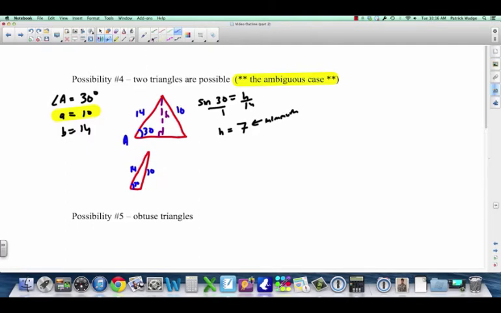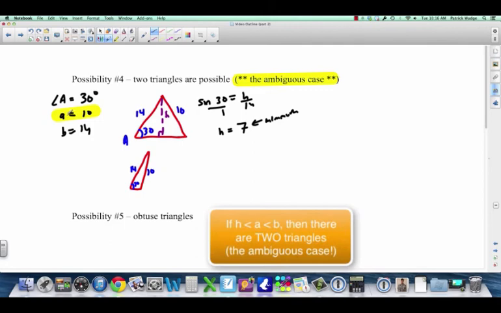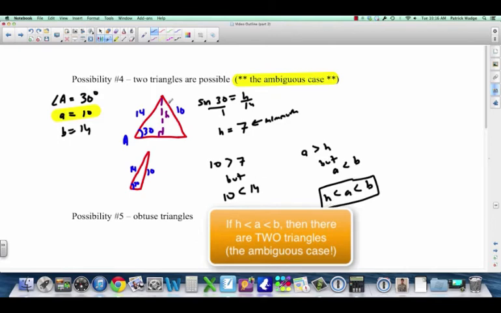How do you know when you'll have two triangles? You're going to have two triangles if the amount you have, the A side, the 10, is more than the 7, so that means you're going to have at least one, but the 10 is less than the 14. Another way you could say it is A is greater than H, but A is less than B. Or, to do it faster, H is less than A is less than B. If your minimum is less than what you've got, but what you've got is less than side B, then you're going to have two triangles.